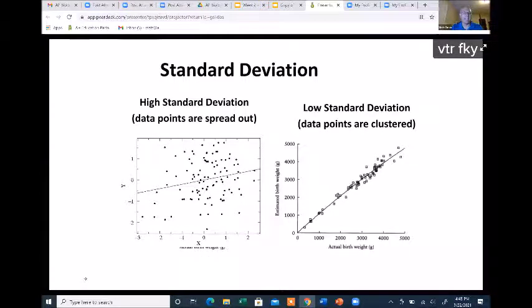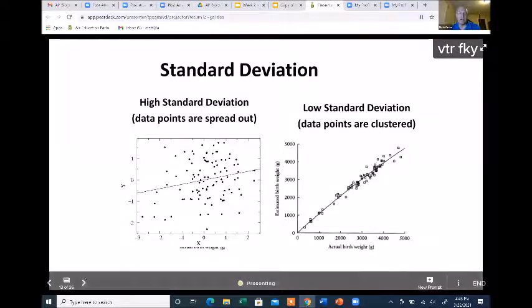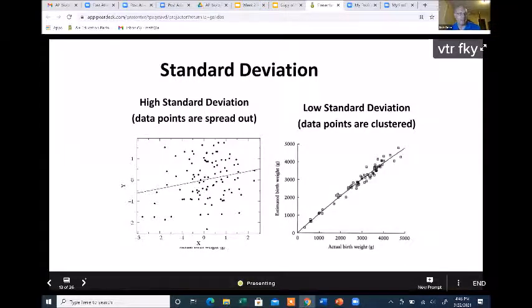Here we see the same kind of thing, just a different graph. So high standard deviation, data's kind of all over the place like you see on the left. Low standard deviation, the data is centered around the best fit line in this case. Very close to that best fit line.